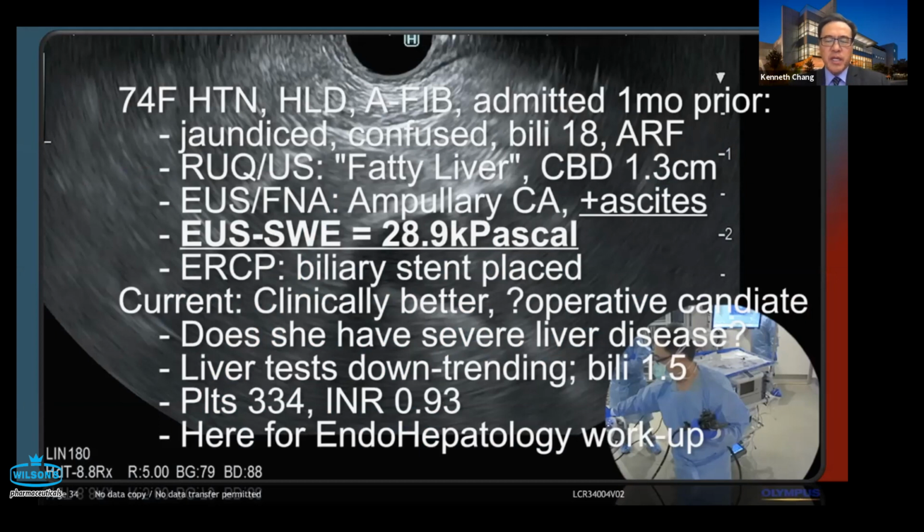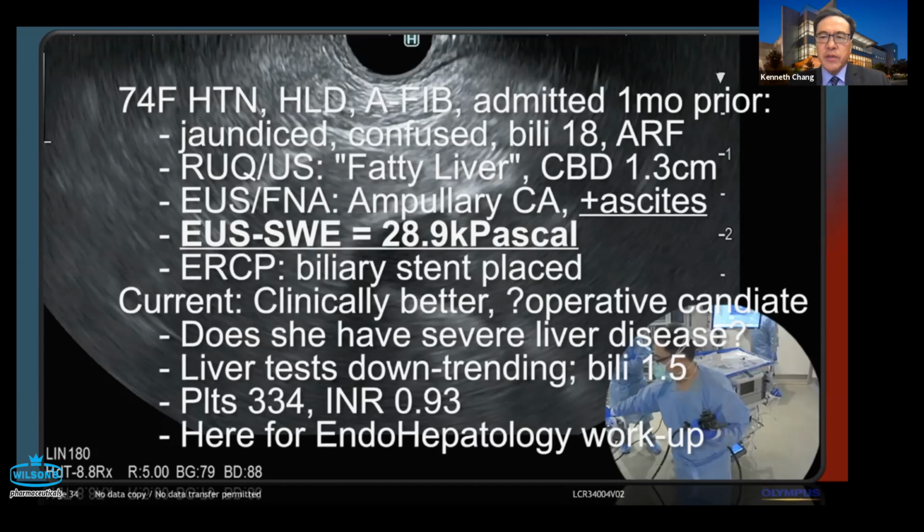So the first patient I'll present for you is a 74-year-old female, hyperlipidemia, hypertension, AFib, admitted 1 month prior with severe jaundice. Patient was confused. The bilirubin was 18. The patient had acute renal failure as well. The right upper quadrant ultrasound just showed some fatty liver.